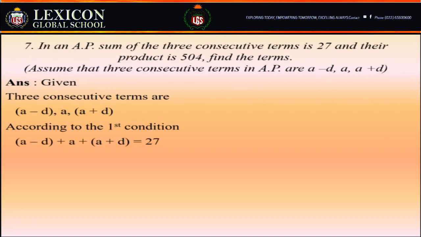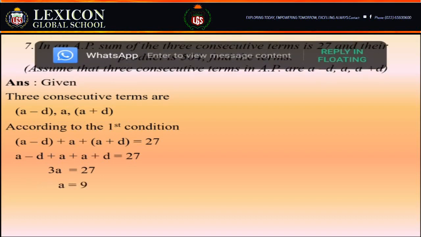Sum means the addition. So, a minus d plus a plus d is equal to 27. When you remove the brackets, you get a minus d plus a plus d is equal to 27. We have 3a. A plus a will give me 3a and minus d plus d will get cancelled. So, 3a is equal to 27. A is equal to 9.